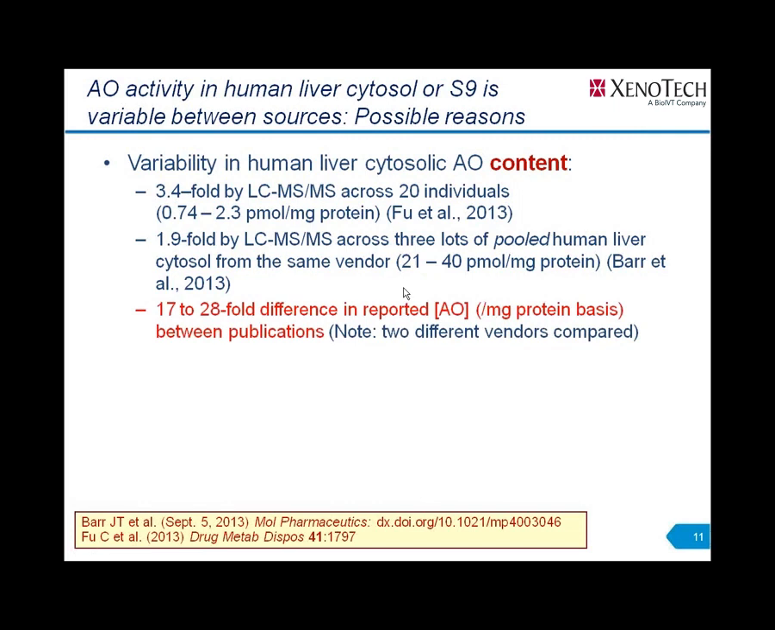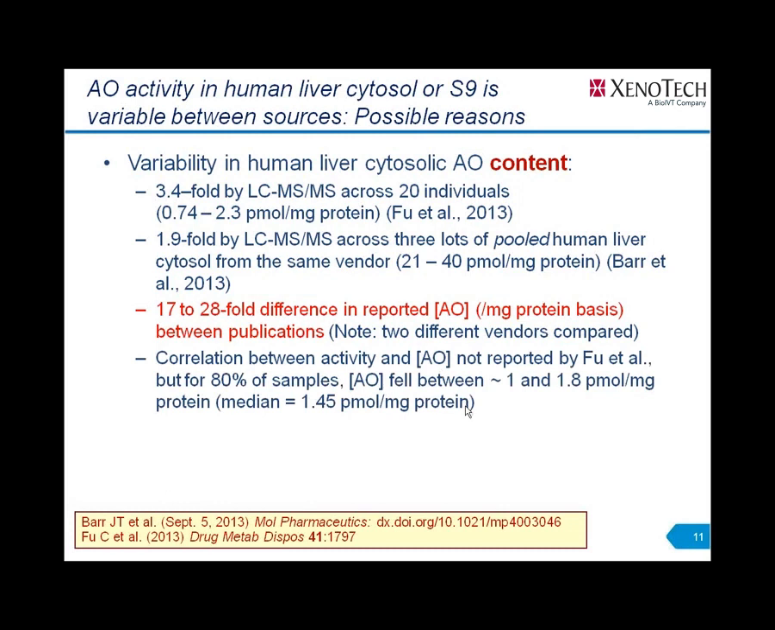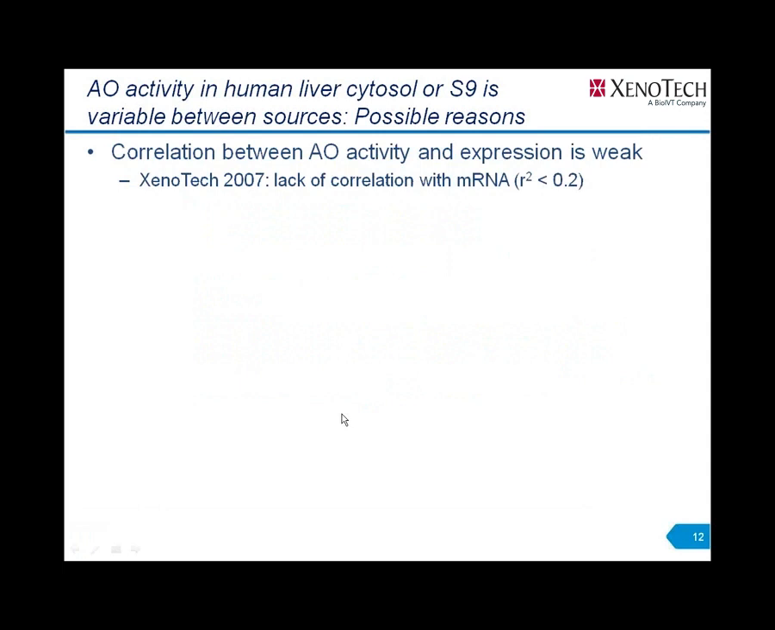So if you look at that per milligram basis, there's anywhere from a 17 to 28-fold difference in the reported AO concentration. But these were 2 different vendors that were being compared, so that may contribute to the difference. There may be other factors as well. But the correlation, although not reported directly by the Pfizer paper, they can say that about 80% of samples, the aldehyde oxidase concentration fell between about 1 and 2 picomole per milligram protein, whereas the median is about 1.45. So again, correlation between AO activity and expression is weak.